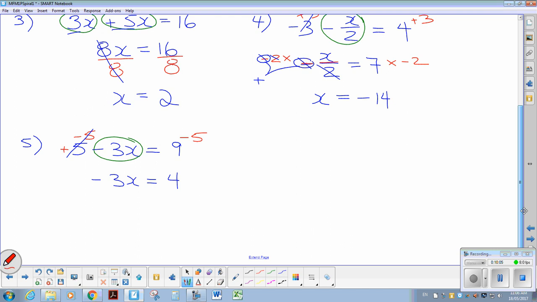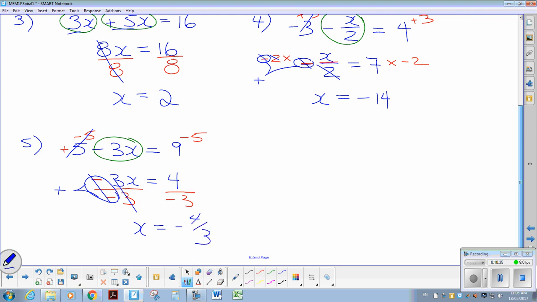Now, what is happening to this x? It's being multiplied by negative 3. The opposite of multiplying by negative 3 is dividing by negative 3. Whatever I do to one side has to happen to the other. The negative 3 divided by negative 3, the negative over negative, that becomes a positive, so they disappear. 3 divided by 3 is 1. And we end up with x equals negative 4 over 3.